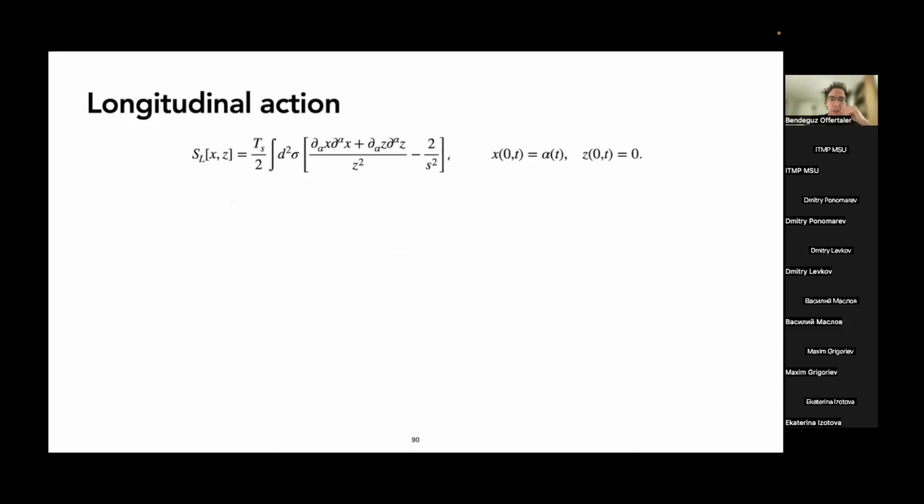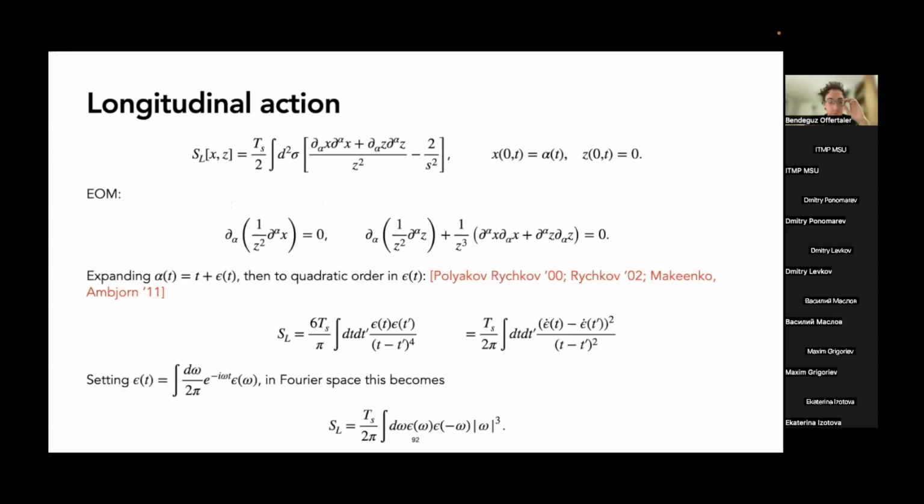Okay, now let's consider the longitudinal action. Here's the action and the boundary conditions. We can write down the equations of motion, which are two coupled nonlinear PDEs that in general we don't know how to solve. So we have to satisfy ourselves with an understanding of some of its general properties and a perturbative analysis. But for the computation of just the 4-point functions, or more generally, correlators with few operators on the boundary of the string, the perturbative analysis is sufficient.